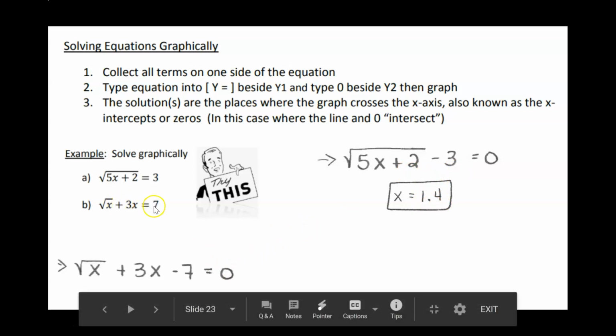Same thing from here. Let's move the 7 over by subtracting. Put this in our calculator. Be careful with the square root. Only have the x underneath the square root. So slide your calculator over, push over when you're ready to put in plus 3x minus 7. Hit enter 3 times. Go to second trace number 5. Hit enter 3 times, and we get our answer to be 1.88.